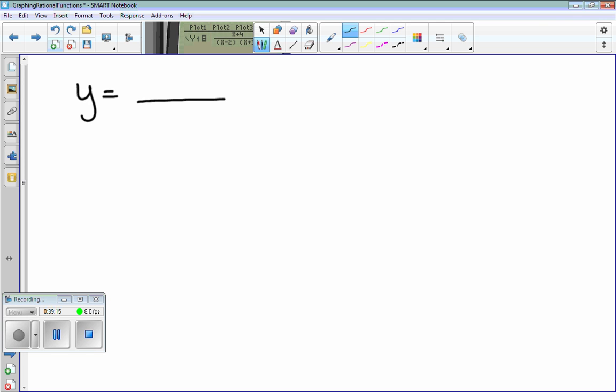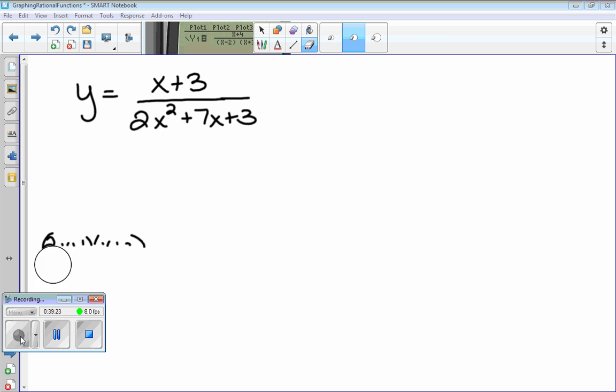Y equals x plus 3. All right, let's try this one. This one's a little bit more complicated. Okay, so a lot more stuff going on in this one. This will be the hardest one we do. Okay, think about your steps. A little bit harder to factor this one.